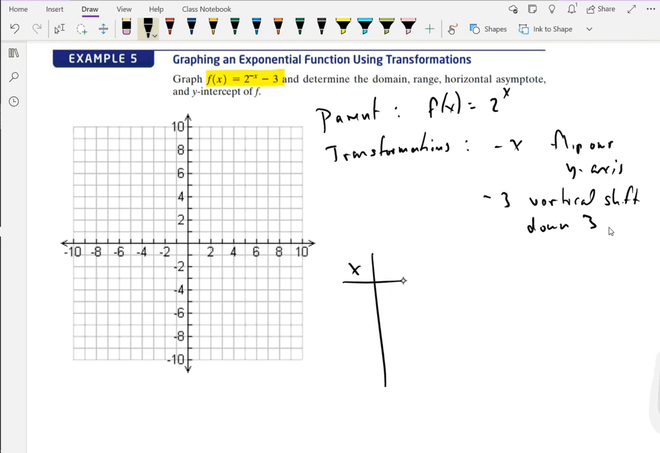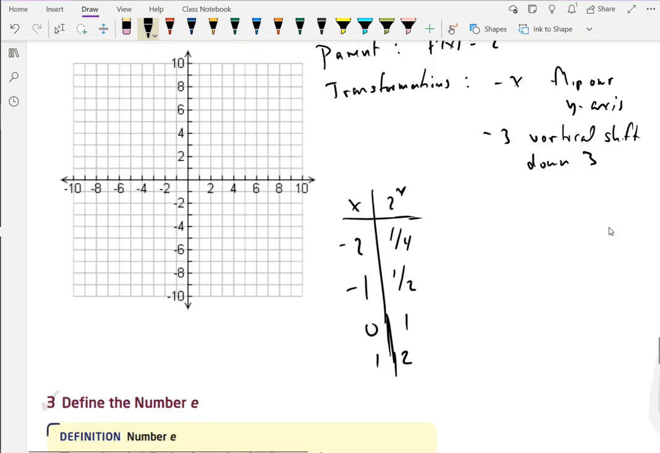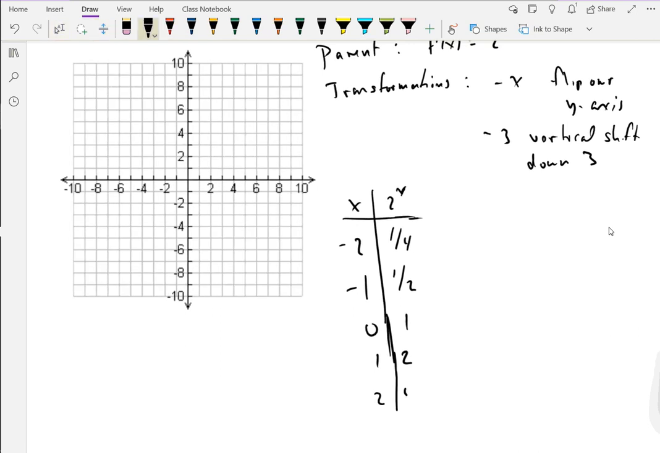Let's take a look at x, and then we'll do our 2 to the x, and we'll see how things change as we move along. So if we have x, let's do -2. That would be 2 to the negative second. That's going to be the reciprocal, so that's 1/4. At -1 is the reciprocal of 2, which is 1/2. At 0, we know is 1. At 1 has to be the base. And at 2, we're 2 squared, which is 4.